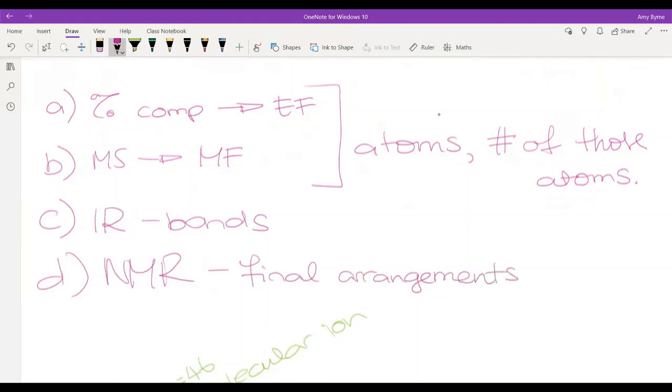So I would always personally start with taking percentage composition and going to empirical formula, then using the mass spectrum to get you to molecular formula, then using the IR spec to tell you what bonds are in that compound, and then looking at the NMR to finish off isomers, basically.